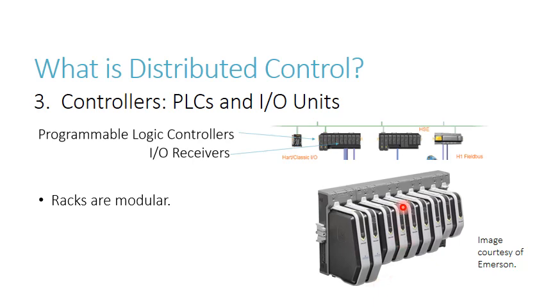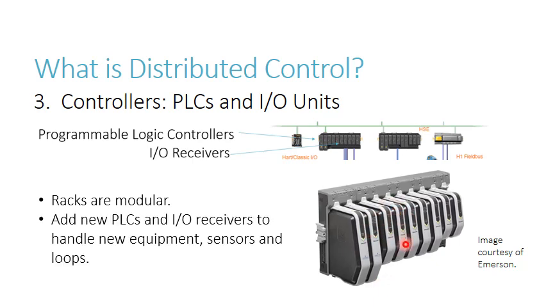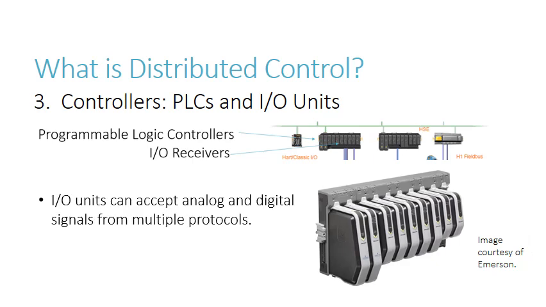The racks are modular. You'll notice here there are all these little components. These can be taken out or put back in. You can change your arrangement as you need it, put in new components as your process changes. These are I/O units in here. They can accept both analog and digital signals from different protocols. I mentioned DeviceNet. Here you see some mentioned up here, H1 Fieldbus. I think that one's proprietary to Emerson.